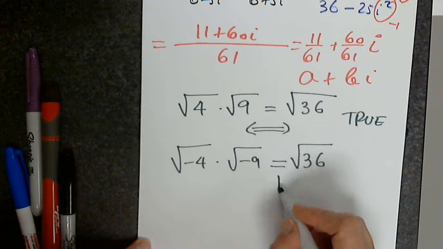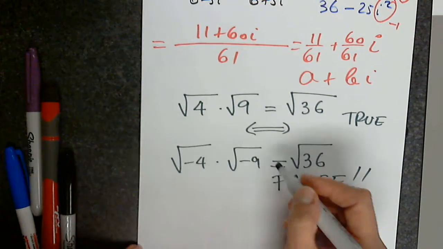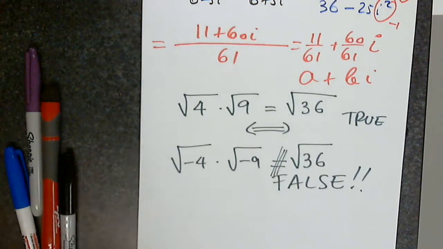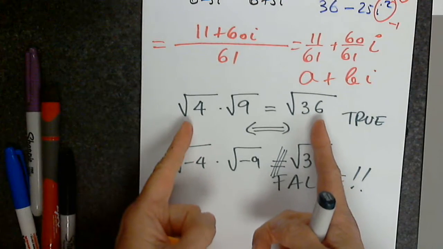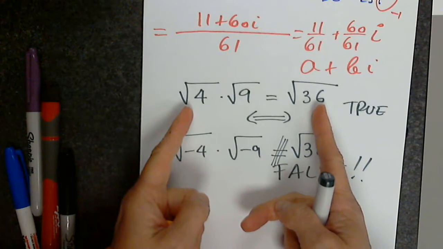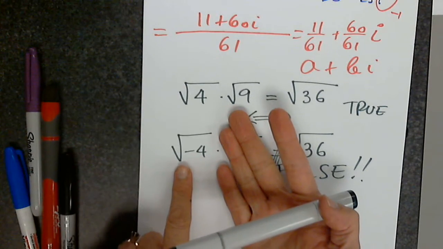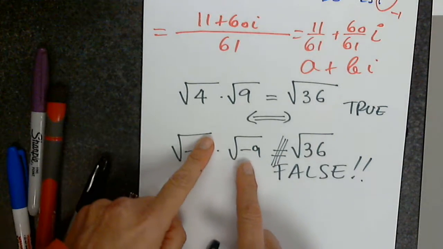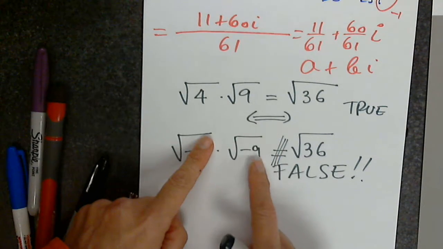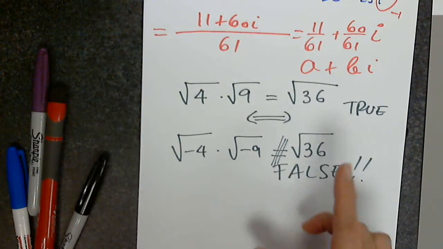Good. I'm happy that you're not answering because this is false. These two are not the same. And you could say, how come? Well, this property works only for real numbers. It does not work for complex numbers. This is not a real number. It has a negative number under the square root. So I cannot apply this.